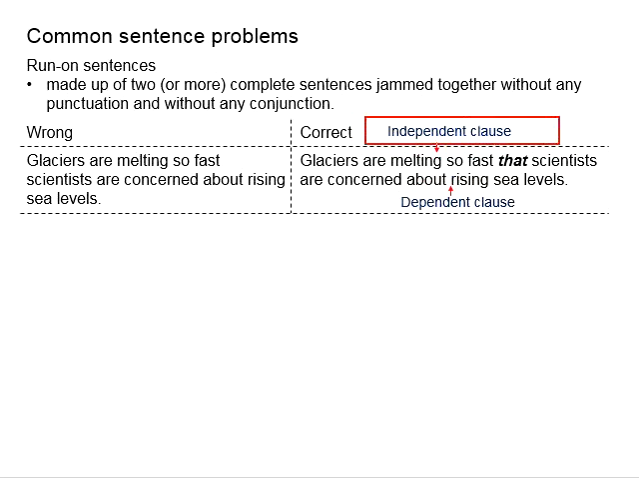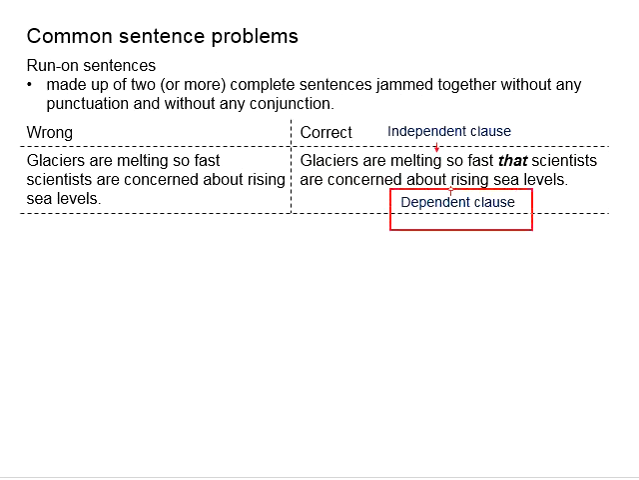The independent clause is a group of words that contains a subject and verb. In this sentence, glaciers is the subject, melting is the verb. And the independent clause makes sense on its own as a sentence. Taking this first part without considering the following part, the sentence is actually standalone. It makes sense on its own. In this case, scientists are concerned about rising sea levels is considered the dependent clause.